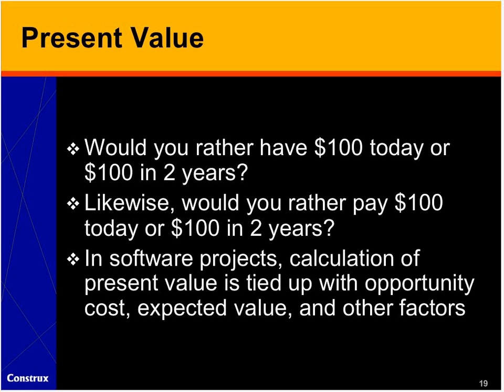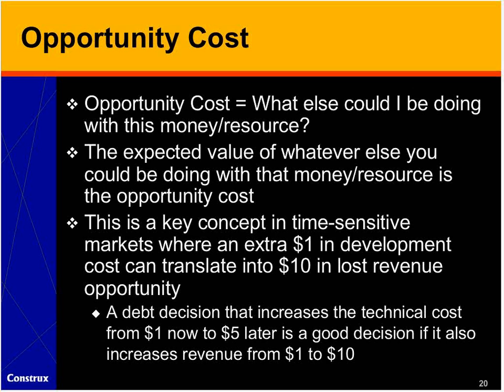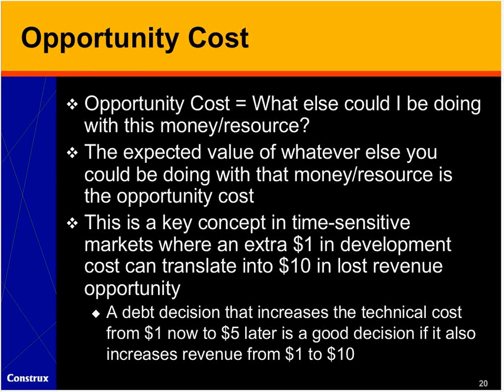And so with software projects, when we calculate present value, we also have to talk about opportunity cost and expected value and some other factors. Opportunity cost then is the final reason, and opportunity cost is basically what else could I be doing with this money or resource if I wasn't doing this thing with it. So what is the cost of foregoing these other opportunities I might have? And so the expected value of the other things that you could be doing with that money or that resource is the opportunity cost.